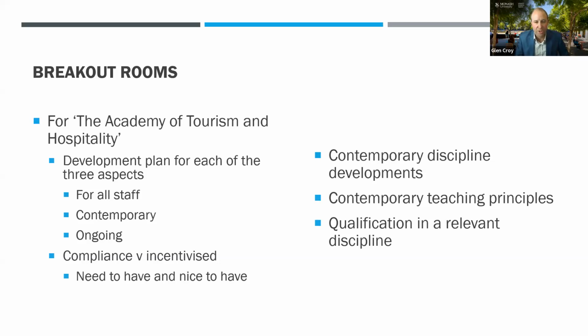Within this, I want you to think about what would be compliance, i.e. what's a need to have, versus what might be incentivized, i.e. nice to have. That is what is going to be needed to be demonstrated for all staff to meet the minimum standards, versus incentivized, which might be things that demonstrate above those standards. And again, appreciating that institutions may have higher expectations as well. So again, this is for all 3 areas: knowledge of contemporary discipline developments, knowledge of contemporary teaching principles, and qualification in a relevant discipline area.